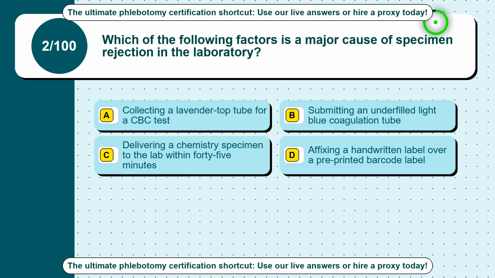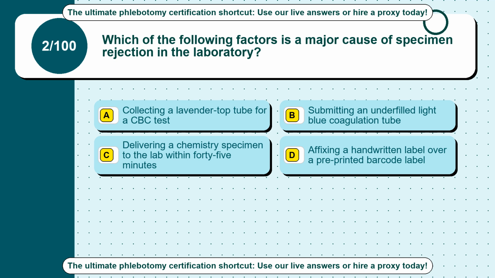Question 2. Which of the following factors is a major cause of specimen rejection in the laboratory? Option A. Collecting a lavender top tube for a CBC test. Option B. Submitting an underfilled light blue coagulation tube. Option C. Delivering a chemistry specimen to the lab within 4 to 5 minutes. Option D. Affixing a handwritten label over a pre-printed barcode label.